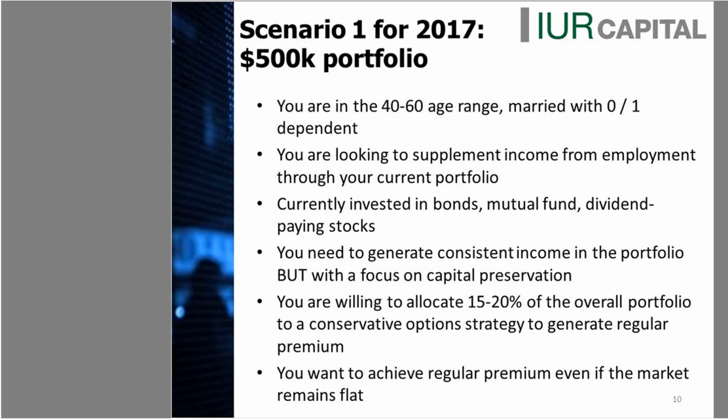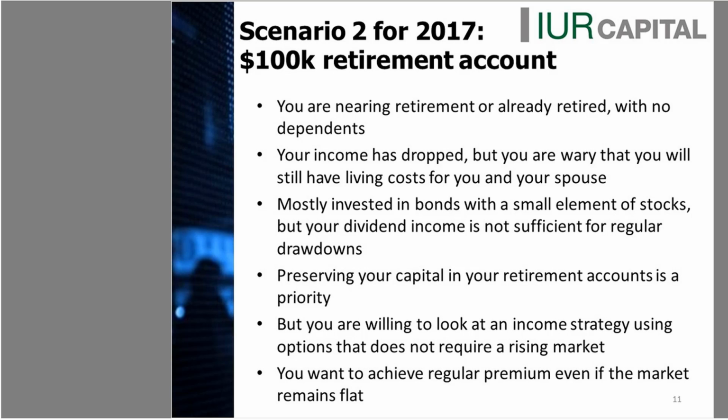That's scenario 1. Scenario 2 is something similar, albeit in an IRA, okay, for anyone listening in the US. It's likely you're either in retirement or nearing retirement with no dependence. Okay, income has dropped, but of course you're wary of expenses that have to be met with regards to either one or more of your retirement accounts.